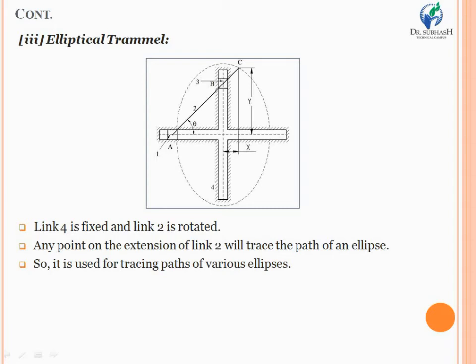So the elliptical trammel is generally used to trace the path of a point which is mounted on any link. Generally such a mechanism is used for tracing the path of ellipses of various sizes. So suppose you require to generate an ellipse for the points which are mounted on a link, you can use an elliptical trammel.